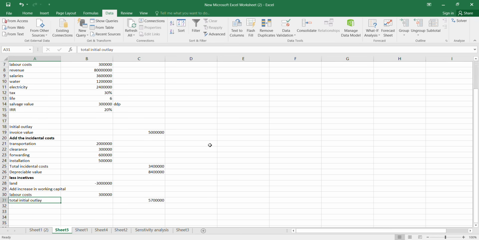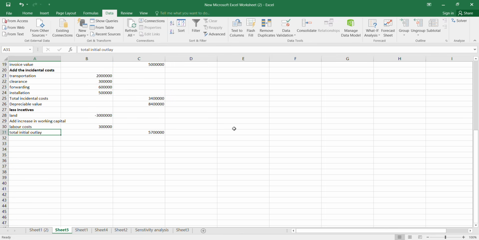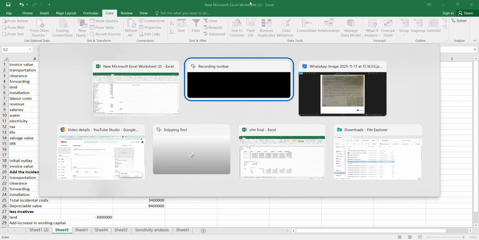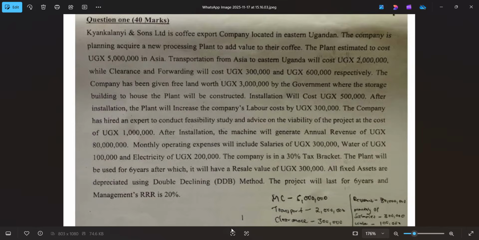Okay, now from this point, let's start the depreciation schedule, since we have the depreciable value. Remember, we always use the depreciable value to make our depreciation schedule. So it will have period. Let's call it depreciation schedule for the company's name, Shankalani and Sons.